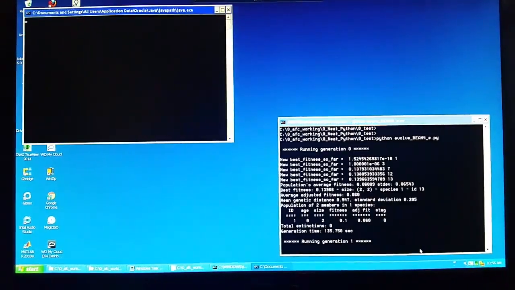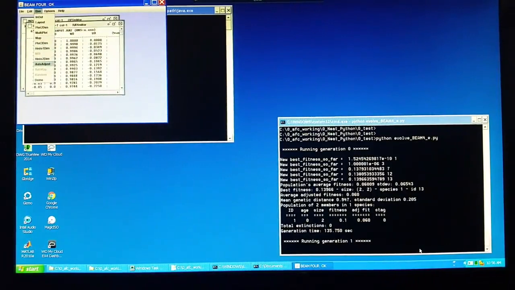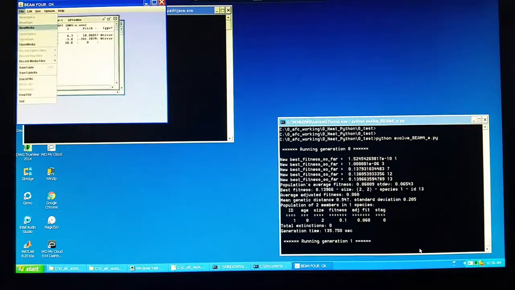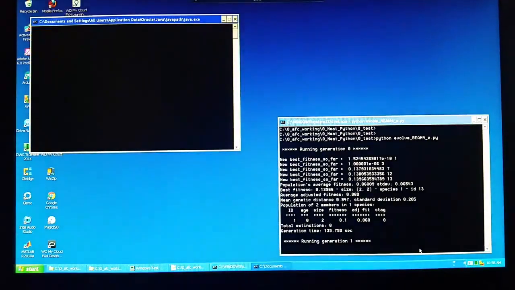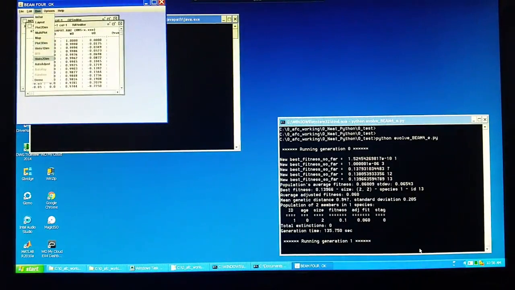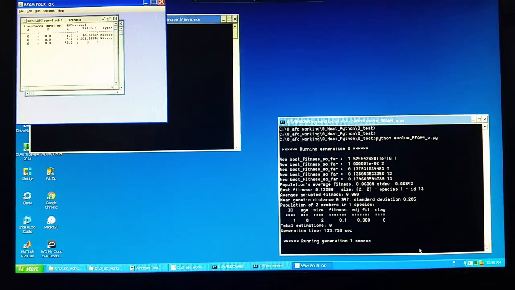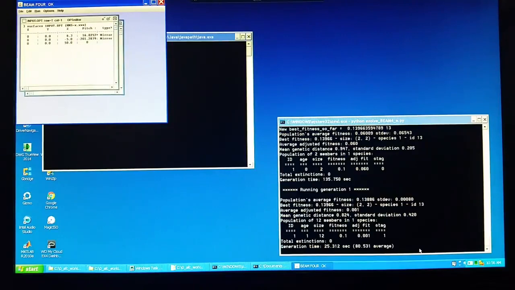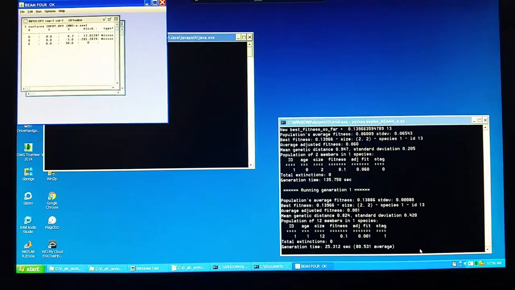The optimizer built into BEAM4 is a non-constrained optimizer that makes use of continuously differentiable fitness surfaces. But most real-world problems are not continuous, and they're not continuously differentiable. But this hybrid approach is making use of the robust ability of the Python NEAT algorithm to handle those discontinuities and non-differentiable fitness surfaces, but then also still making use of the local optimizer built into the BEAM4 program.